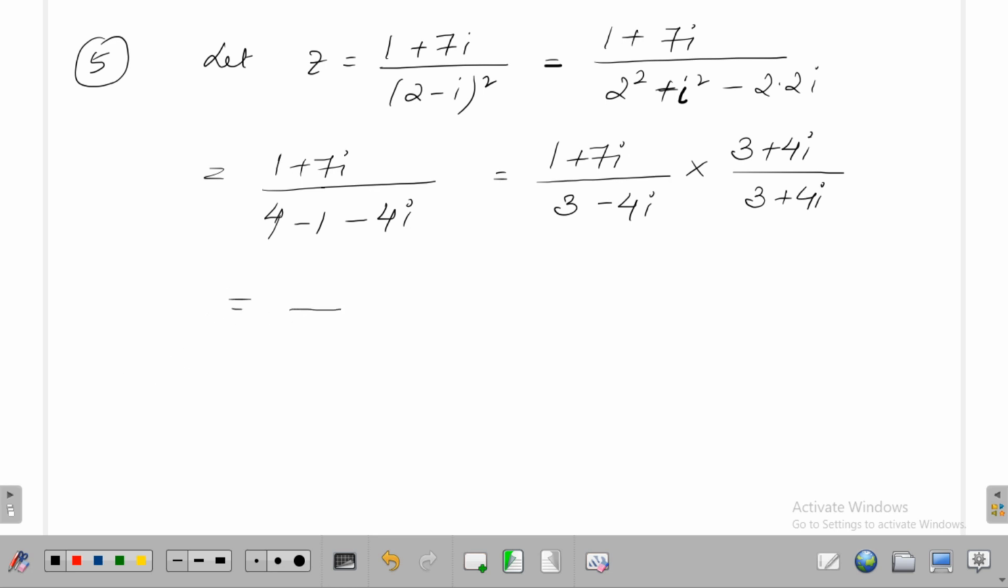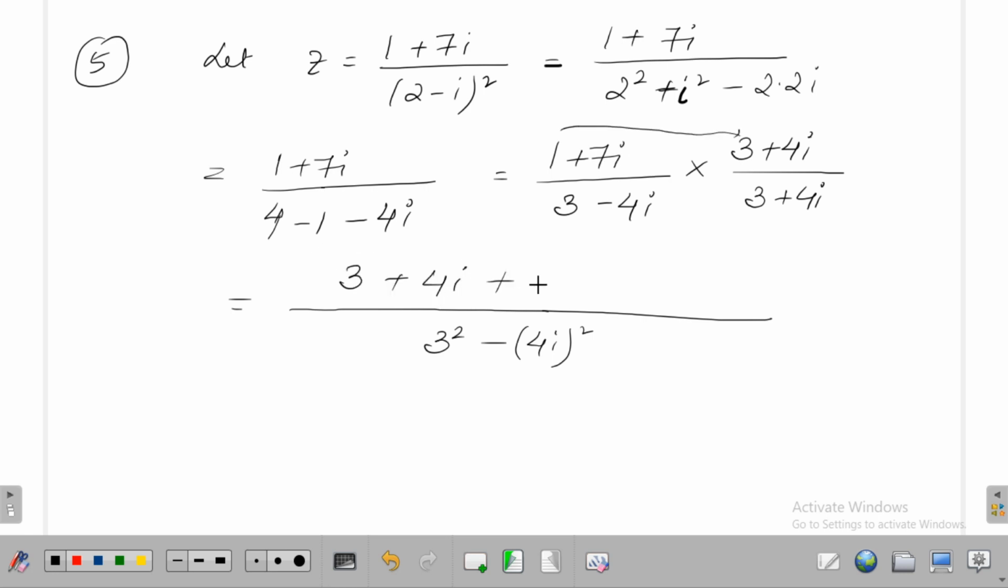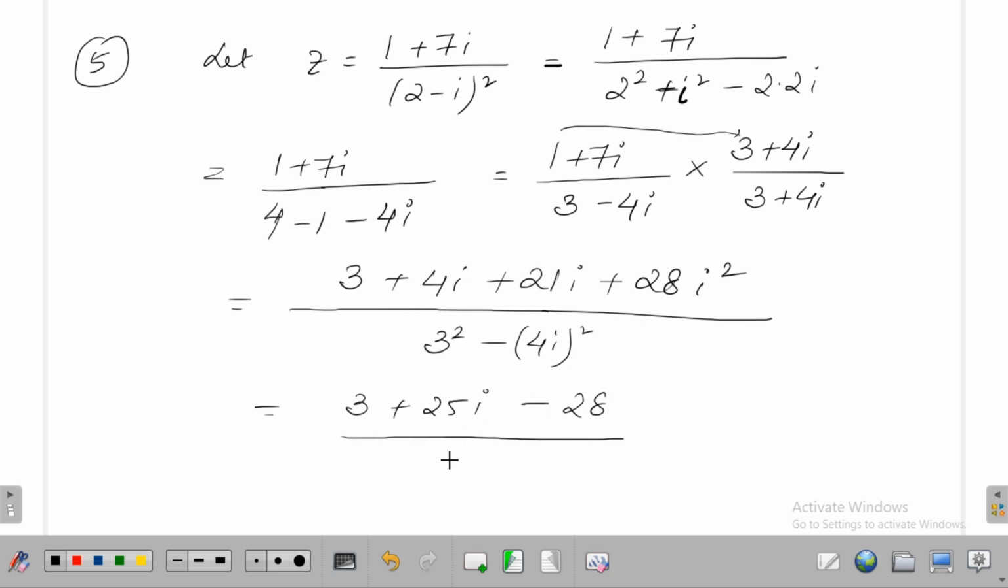So what can I do is that the denominator will be nothing more than your 3 squared minus (4i) the whole thing squared, and your numerator I have to multiply this with this, that will be the same thing, 3 plus your 4i, and if I multiply 7 with 3, that's 21i, and 7 4s are 28, and that will be your i squared. So that will be 3 plus 25i, and then the value for i squared is nothing more than minus 28, divided by the value for 3 squared is 9, and the value for your 4 squared is nothing more than 16, and your i squared is nothing more than minus 1, so that will be plus. So I got the answer to be minus 25 plus 25i divided by 25.